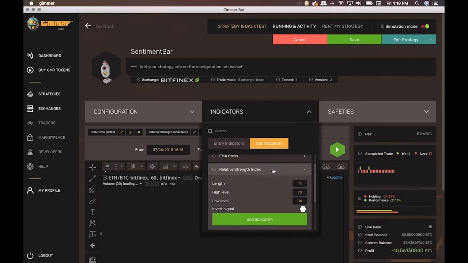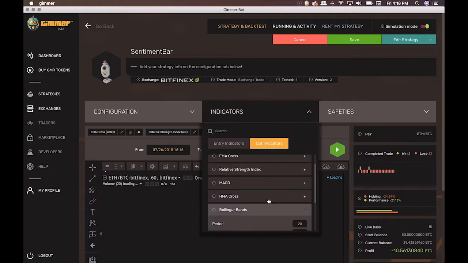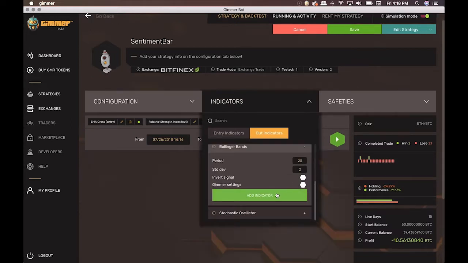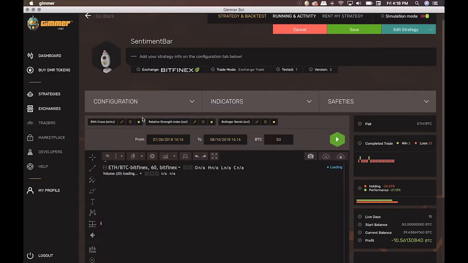You can also set two output indicators. The bot will wait for the entry indicator to get into action and buy the asset, in this case the EMA cross indicator. And in the exit, the bot will receive the selling signals from the RSI and the Bollinger Bands. So in this case, the bot will consider both indicators for this operation.